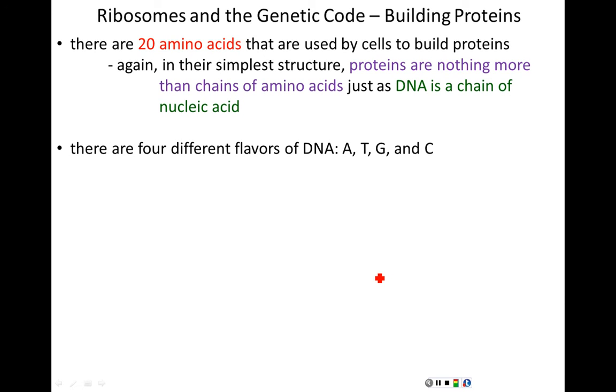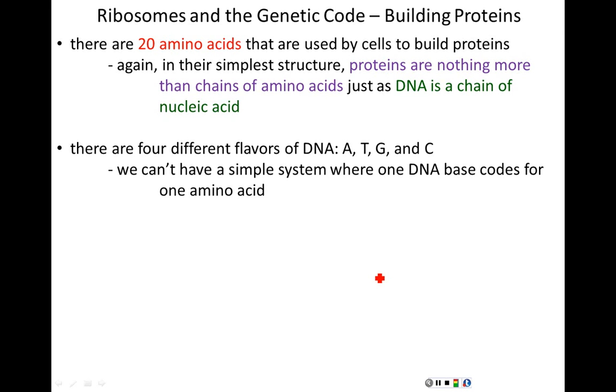There are 4 different flavors of DNA. We've already covered this. A, T, G, and C. And these 4 different nucleotides have to, in some way, encode or be translatable into the 20 different amino acids. So we can't just have a simple system where one DNA base codes for one amino acid. Well, maybe we can. Let's try. 20 amino acids, 4 bases. A, every time you see an A, put in that place for the protein amino acid number 1. Fine. So far, so good. T, every time you see a T in a messenger RNA, put in that place amino acid number 2 in the protein you're building. Well, maybe this will work.